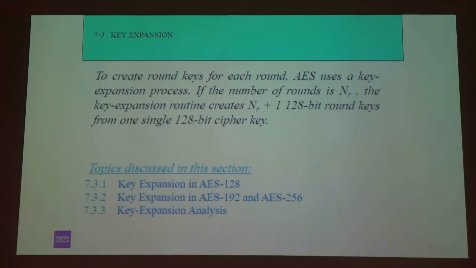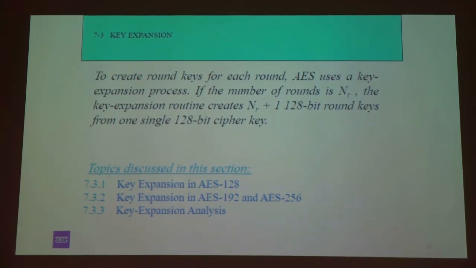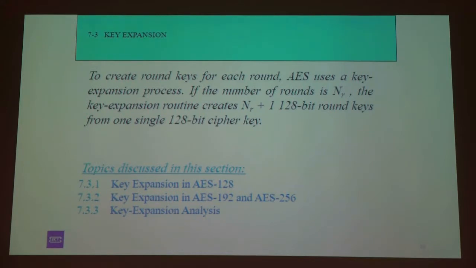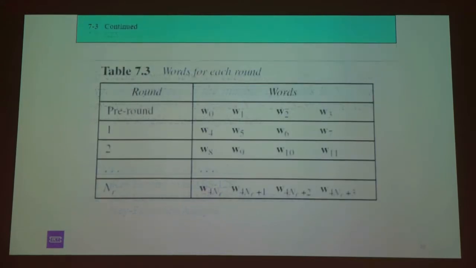We start with a 128 key, and we're going to have how many keys? 11. 10 plus 1. 11. Thank you. So to create round keys for each round, AES uses a key expansion process. If the number of the rounds is n, then the key expansion will give you n plus 1. As simple as that. So how does it work?